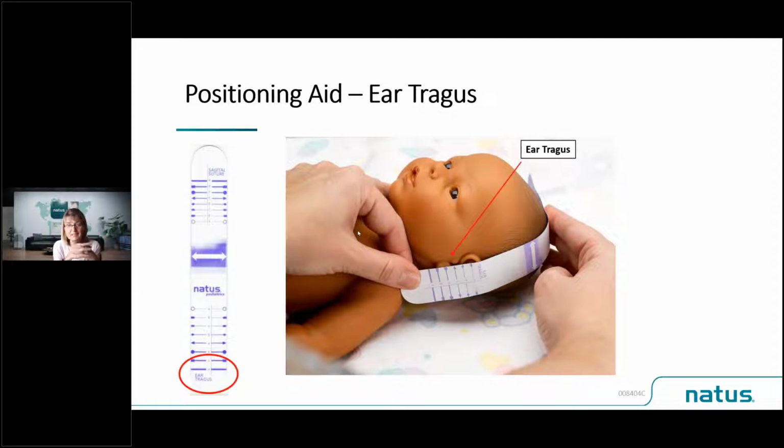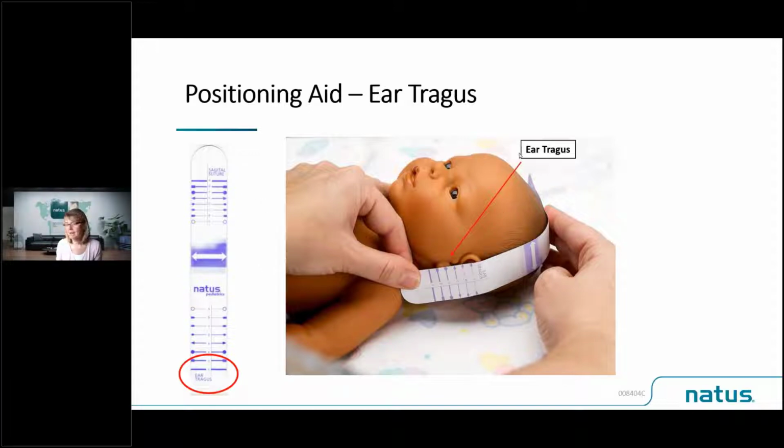So we have our positioning aids, and our positioning aids are utilising 2 anatomical landmarks. And the positioning aids, and you can see them here on the screen, they actually have the marks on their sagittal suture and ear tragus. Okay, so we've got the ear tragus at the bottom and the sagittal suture mark at the top.